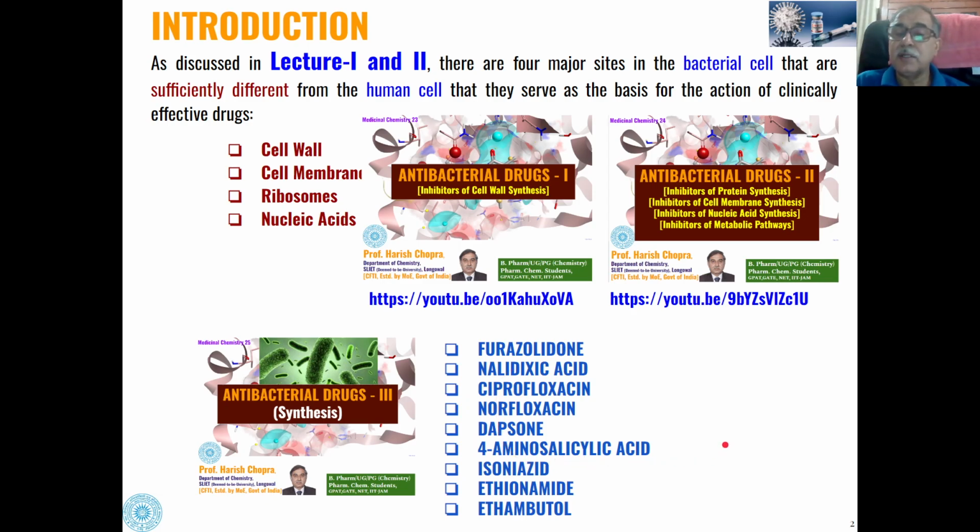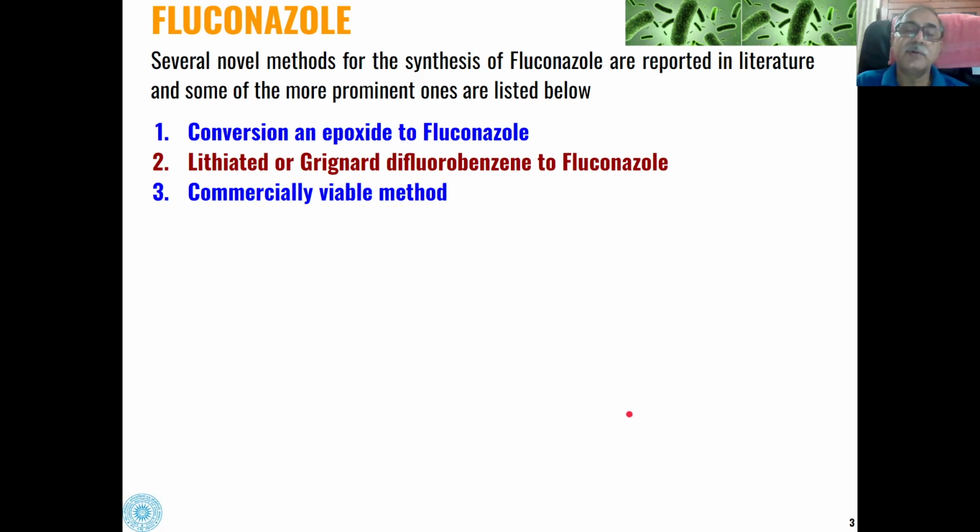Now, in the fourth lecture, we will discuss a few more drugs, like the most commonly used antifungal drug, fluconazole. There are several novel methods for the synthesis of fluconazole which have been quoted in the literature, and some of the important ones we will discuss over here.